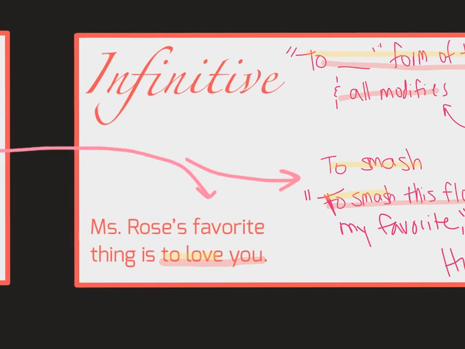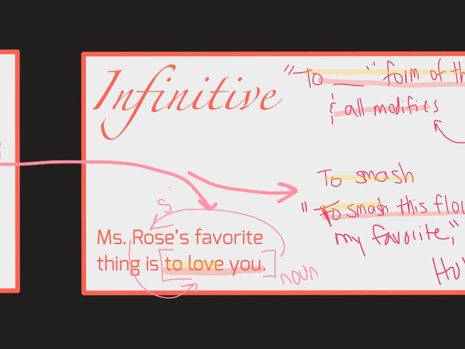And over here is Miss Rose's favorite thing is to love you. I could turn that around to love you is Miss Rose's favorite thing. So this right here, I'm going to use my correct color. This right here can function as a noun, or I could turn it around and put Miss Rose there, and it would function as the subject if that was more your jam to say to love you is Miss Rose's favorite thing. Miss Rose, why would I ever speak like that?